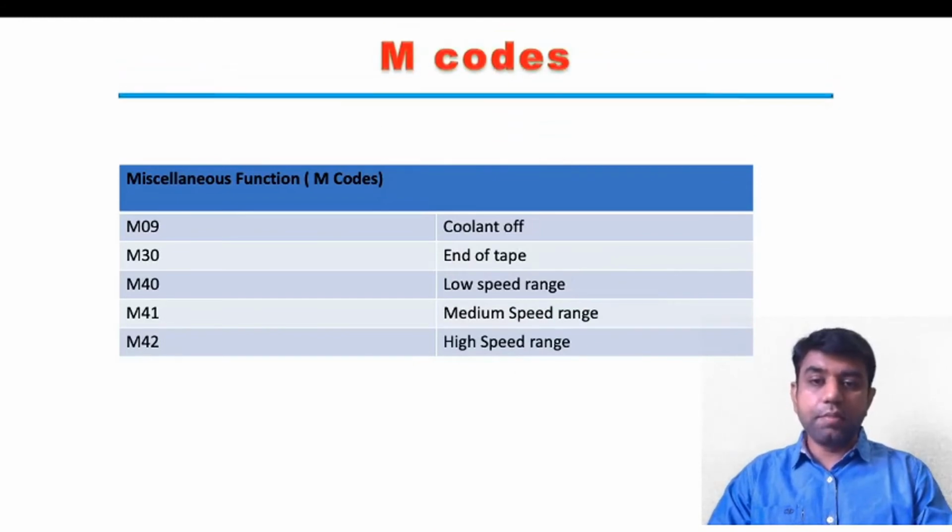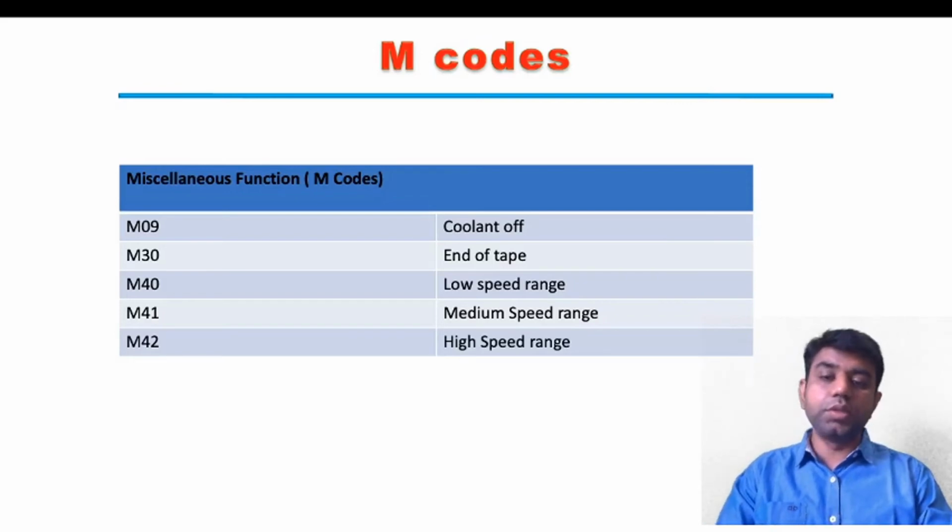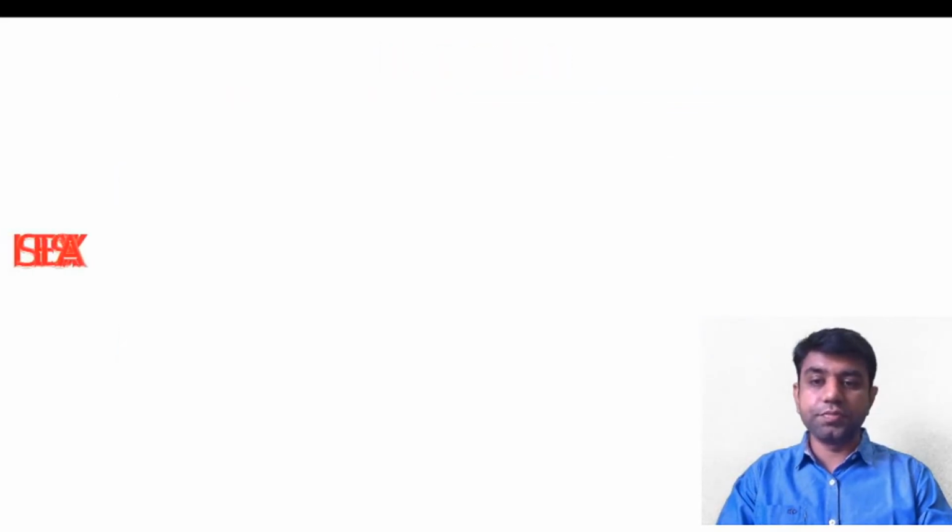The other M codes are M09, which is used to cut off the coolant. M30 shows the end of tape, meaning after the program end we need to mention that the tape has been completed. Then M40, 41, 42 indicate the speed range. The G93 command we saw is for specifying the spindle speed range, right? Once you write that G93, along with it you need to mention either M40, 41 or 42 according to the application. If you want to operate in a low speed range, write M40. If in the medium, then M41, and in high speed, M42.